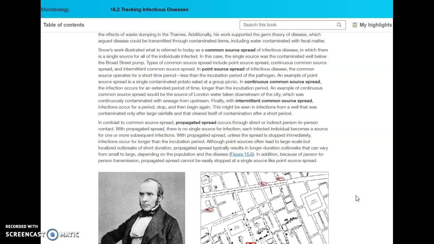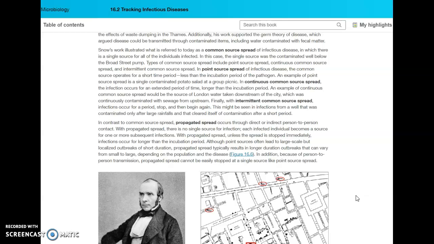Propagated spread is through direct or indirect person-to-person contact. So with propagated spread, there is no single source for the outbreak. Each individual that's infected is going to spread it to one or more other individuals. With propagated spread, the infections are going to occur for a lot longer than the incubation period.